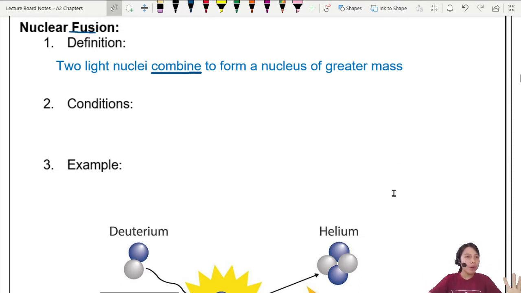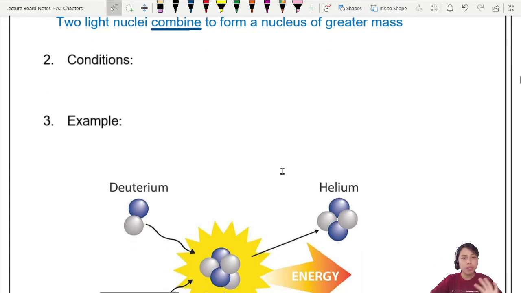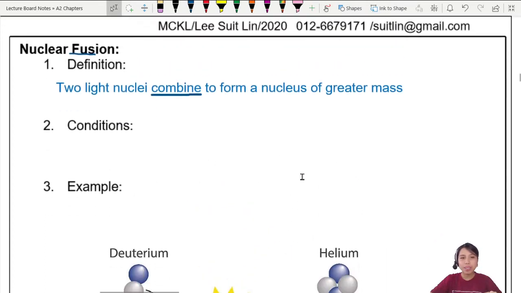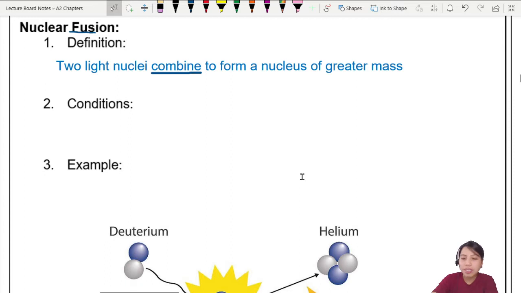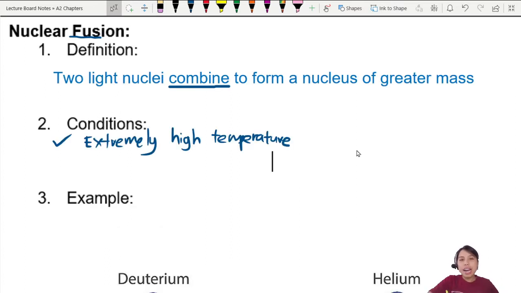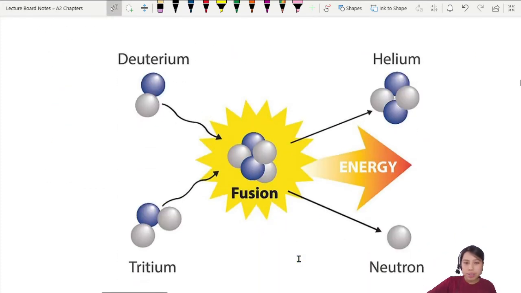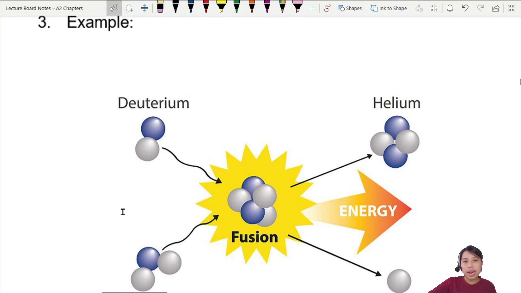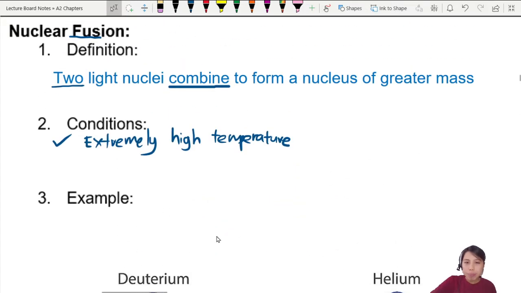And they all happen under very specific conditions. You cannot simply combine things, you know. So the first condition is extremely high temperature of both nuclei. You are joining two together. For example, this one down here, you have deuterium and tritium, and you want to combine them to fuse into helium. You're going to need both of these to be at high temperature, so make sure that you have enough kinetic energy.